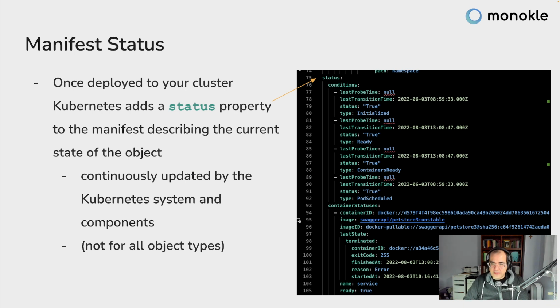It's not for all object types. Only some of them have this status and conditions. But it's also important because you cannot modify this part. This comes from Kubernetes, and if you try to modify them and then push back to do a change in the object itself, you need to keep this as it is, or it will basically fail.